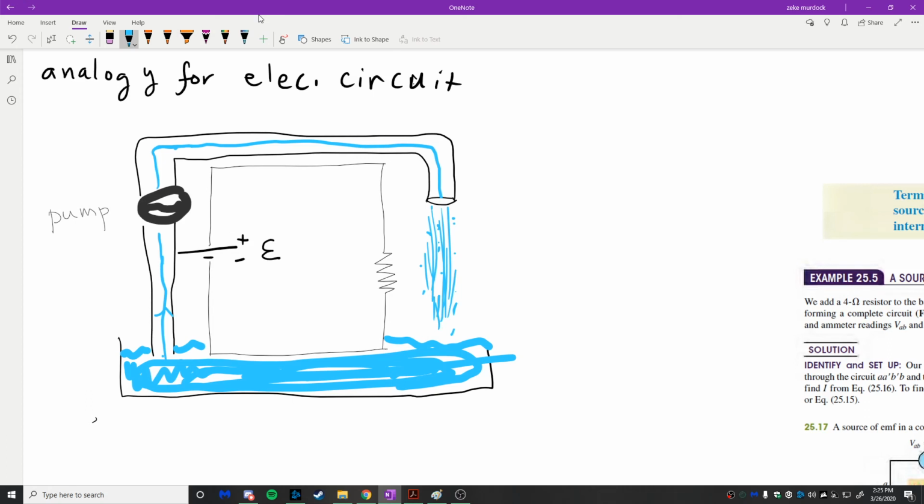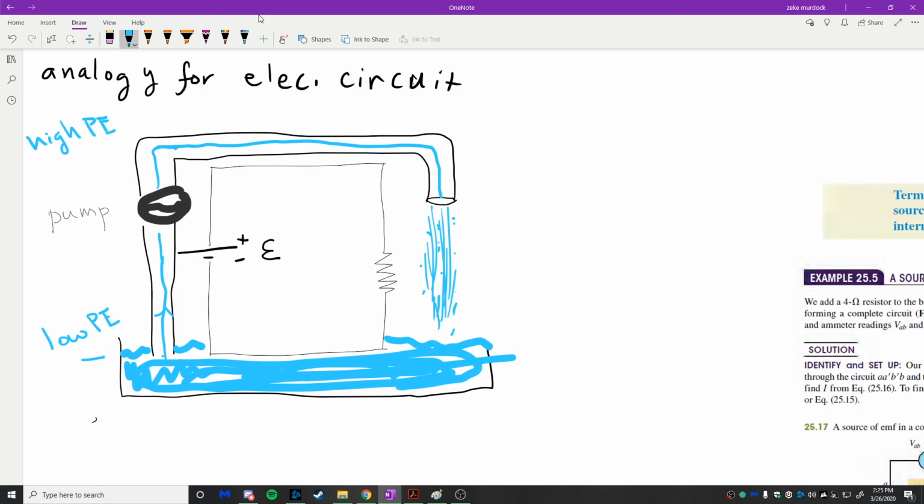So the EMF source is like the pump, okay? The pump has the effect of raising water from low potential energy to high potential energy in terms of gravity, right? Does that make sense? That's what the pump does, right? It takes the water, it drags it up to a higher potential energy. And then using that gravitational energy, it gains kinetic energy, which can then cause it to push along the circuit here, or the tube, and then flow out this direction, okay?